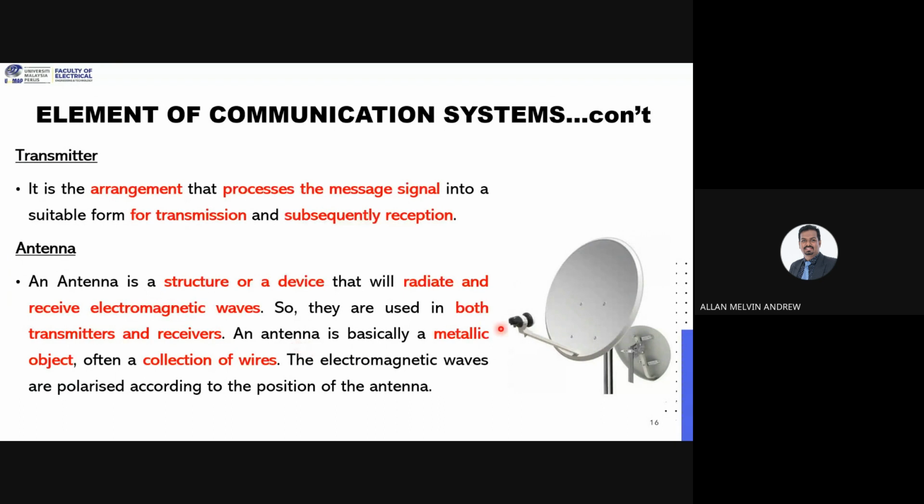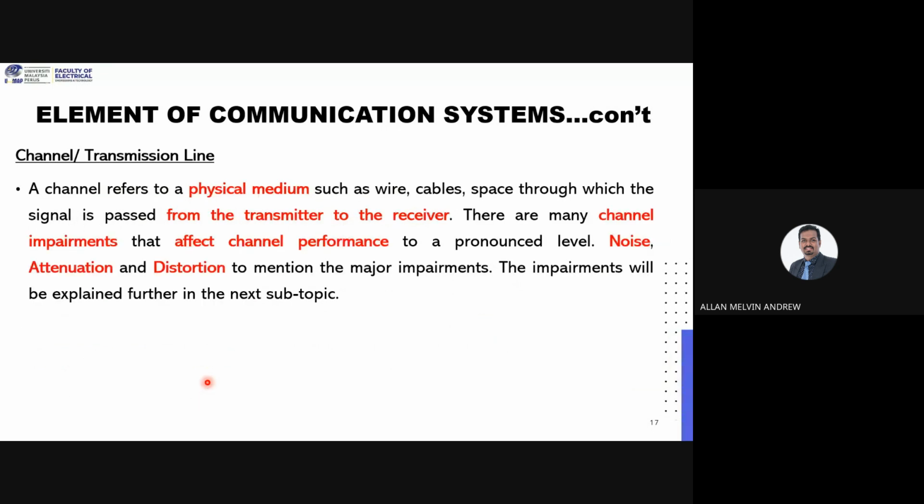Okay, so the antenna is a metallic object, a collection of wires. So there are a lot of wires inside. Okay, and the electromagnetic waves are polarized. Okay, so polarized means that you are trying to get the best electromagnetic wave in order to transmit the message. Okay, so channel. Okay, so channel or the transmission line. So it can be wired or wireless. So it can be either way.